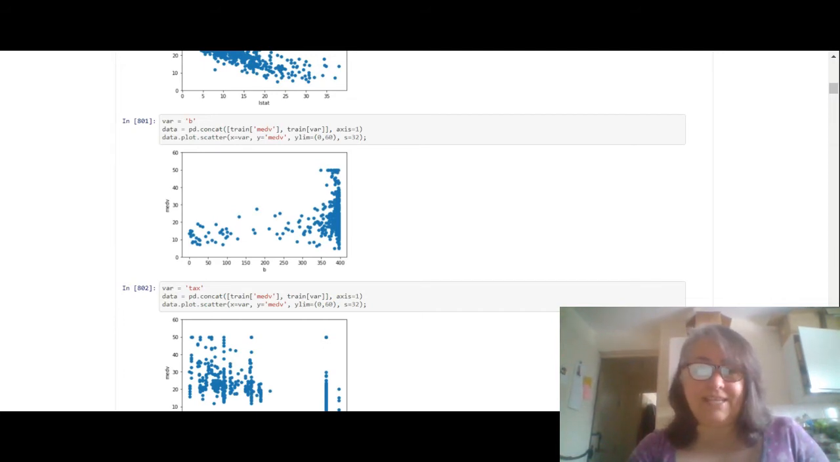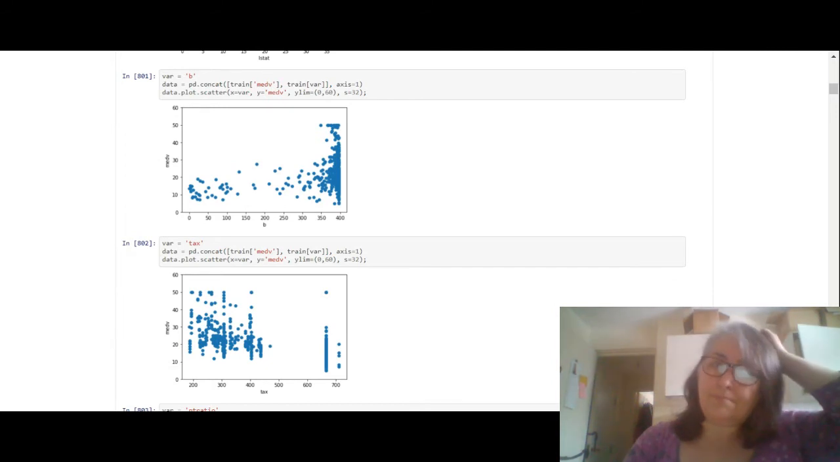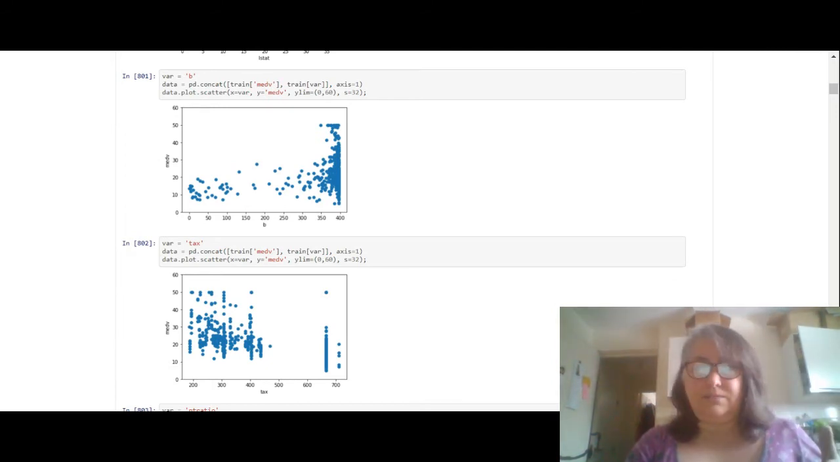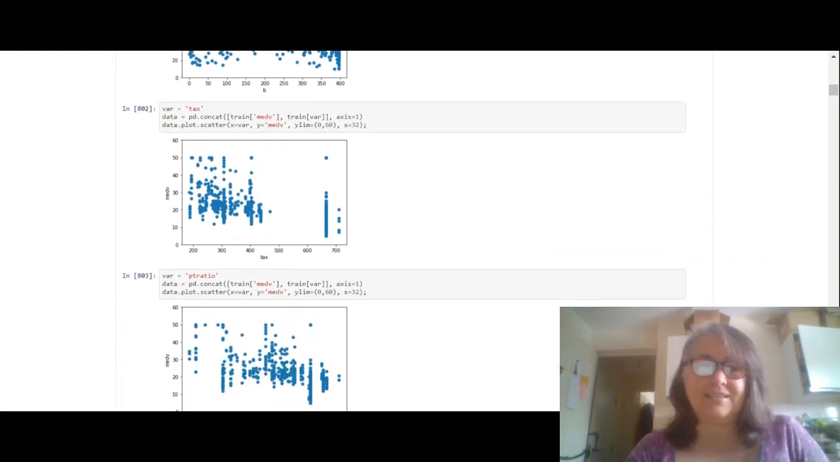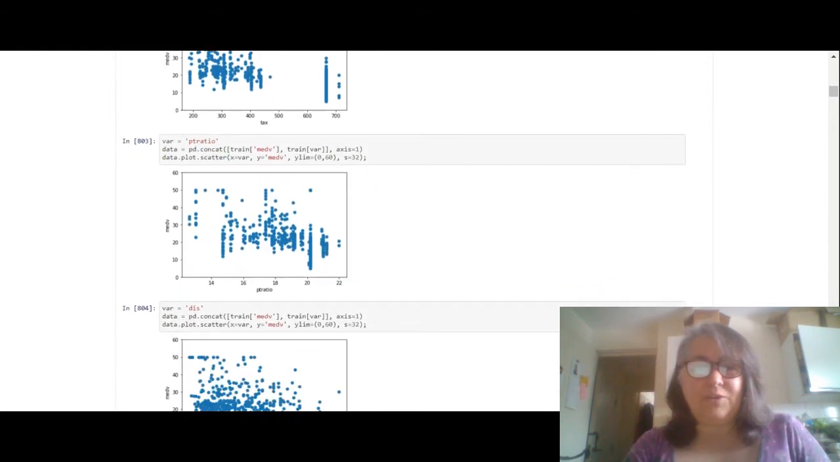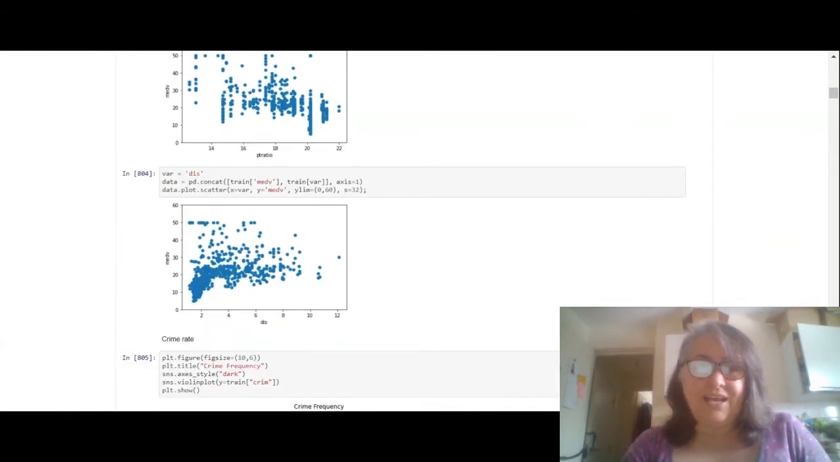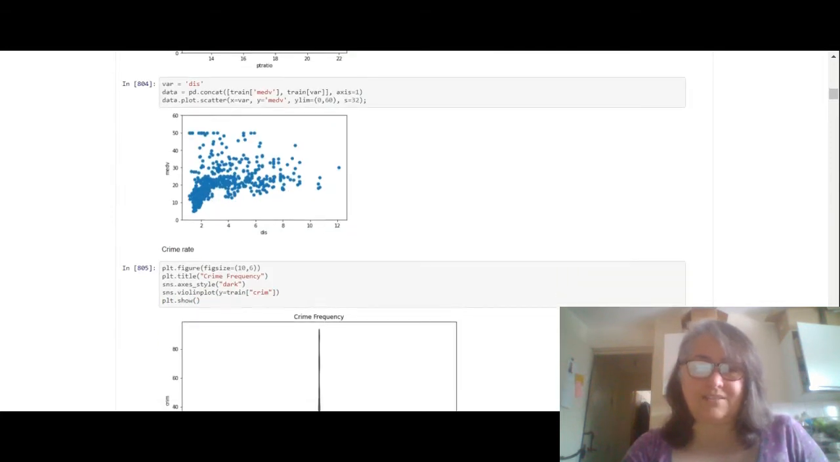So this is how the Black population in the community relates to the cost of the house. Then a scatter plot about taxes, the tax on the house and the value of the house. A scatter plot of the pupil-teacher ratio and the value of the house. And a scatter plot of distance from work and the value of the house.